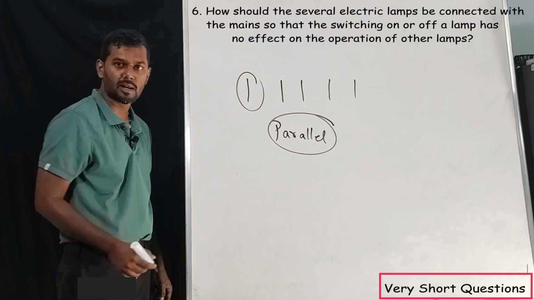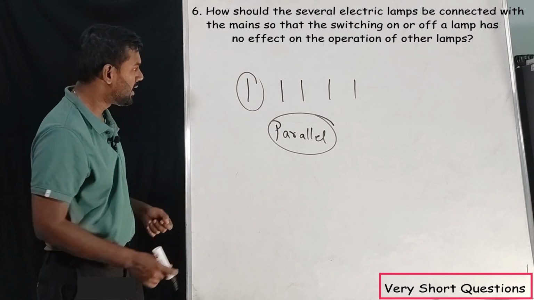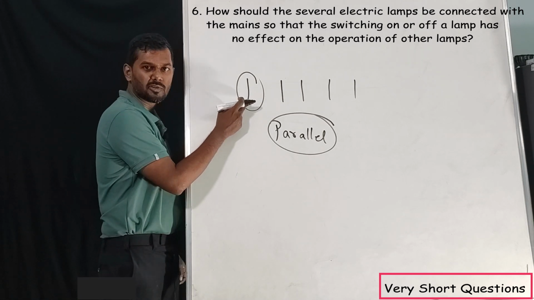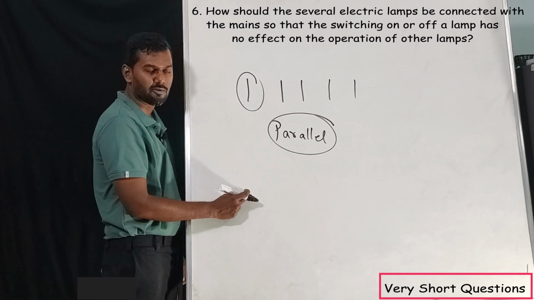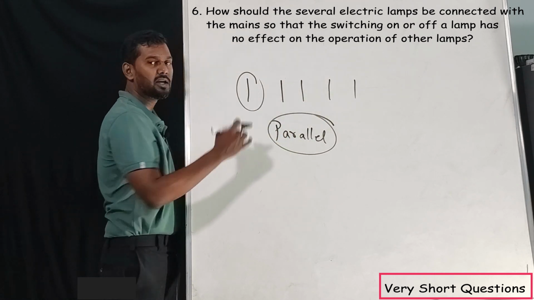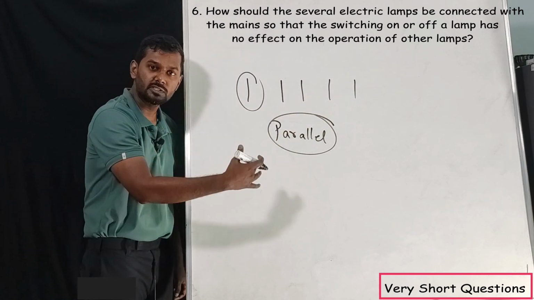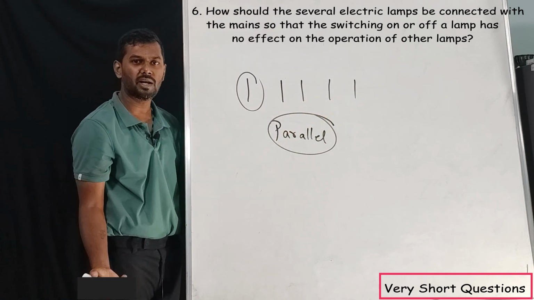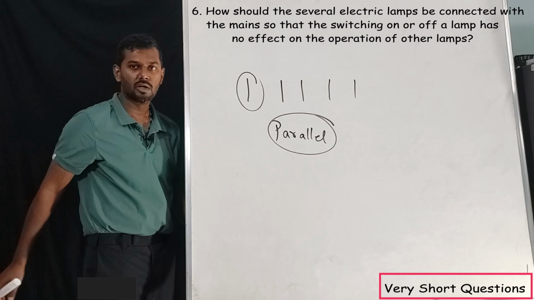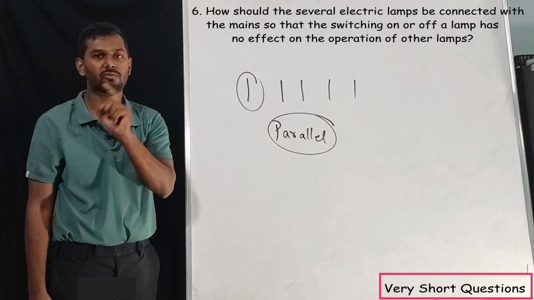When you connect in parallel, a separate fuse and separate switch can be given, correct? For each electric lamp, a separate fuse and separate switch can be given. So if I turn off this switch, there will be no effect on the remaining bulbs, because these bulbs will have separate fuses and separate switches. So it should be connected in parallel with separate switch and separate fuse.